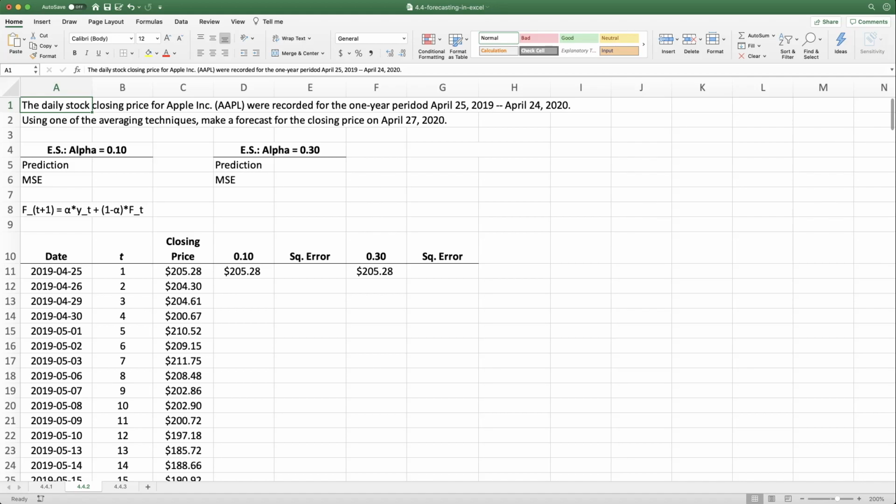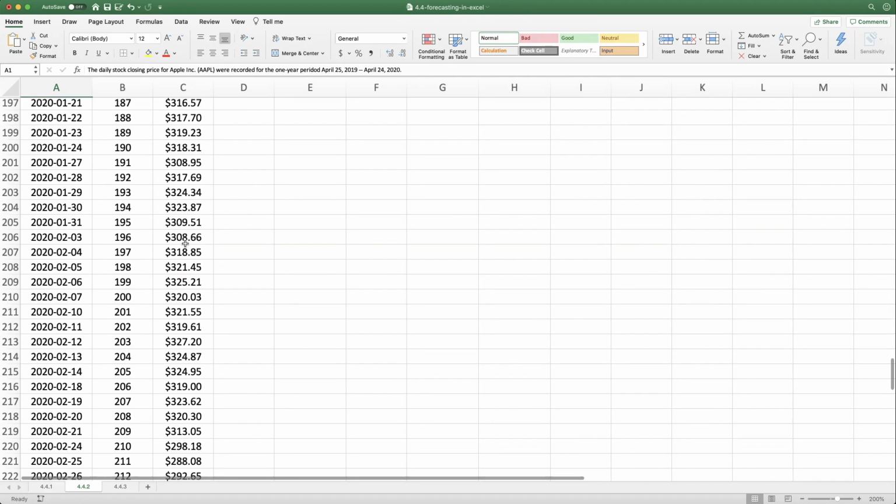In this video we're going to use exponential smoothing to make forecasts. We'll use different smoothing constants and then use the mean squared error to choose which smoothing constant best models this data. Consider the daily closing price for Apple stock over the 1-year period spanning April 25th, 2019 to April 24th. Let's use exponential smoothing to make a forecast for April 27th, 2020.